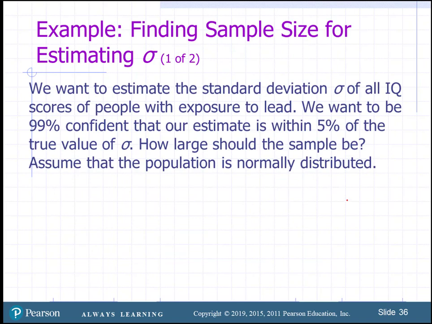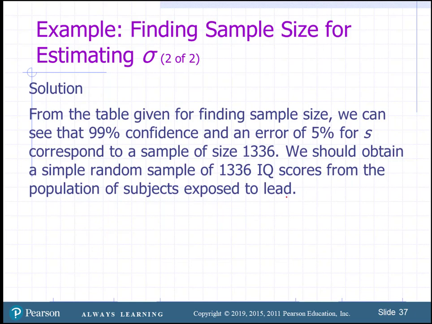So let's do an example. We want a 99% confidence interval. We want to be 99% confident that our estimate is within 5% of the true value of our standard deviation. How large should our sample be? We're making the very important assumption that the population is normally distributed. So we're going to use the table, and when we go to that table, we should have 1,336 IQ scores from the population in our sample.